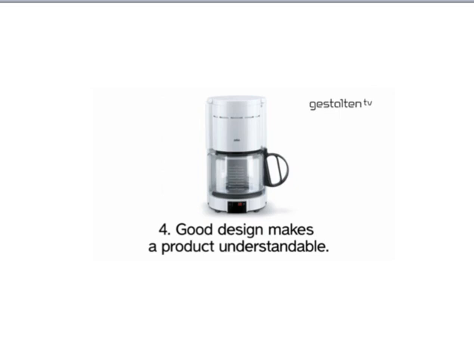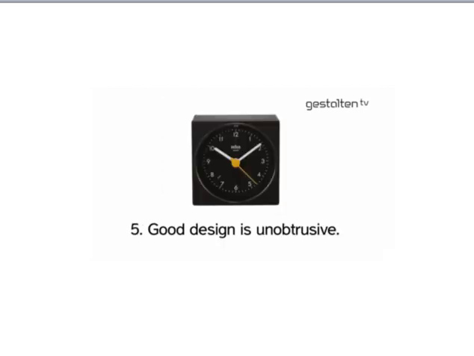The fourth principle says that a good design makes a product very easy to use, very understandable. It clarifies the product's structure. Better still, it can even make the product self-explanatory. The fifth principle is that a good design is unobtrusive. Products fulfill certain purposes, and they should be considered tools. They are not decorative objects or works of art. Their design should be very neutral and restrained, to leave room for the user's self-expression.